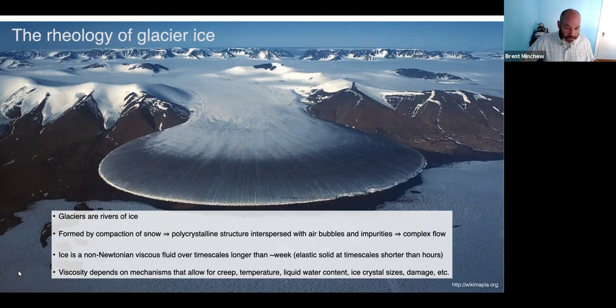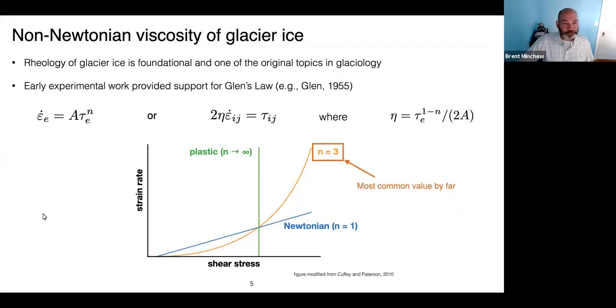We can make a long list of things that viscosity depends on. So thinking about specifically the non-Newtonian viscosity of glacier ice, or the rheology of glacier ice, is really foundational and one of the original topics in glaciology. So the early experimental work provided support for what we now know as Glen's law, or Glen's flow law.